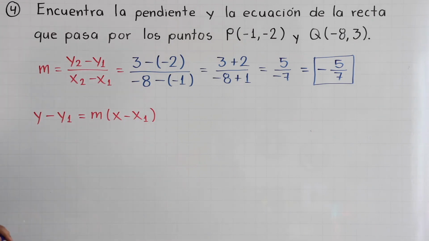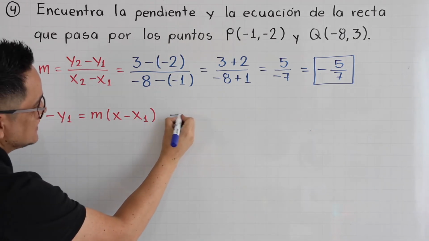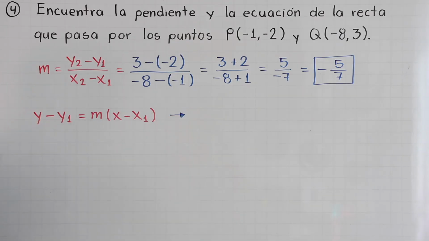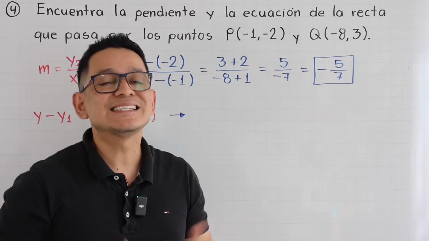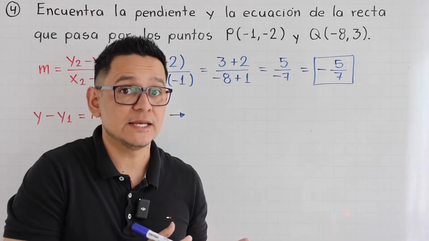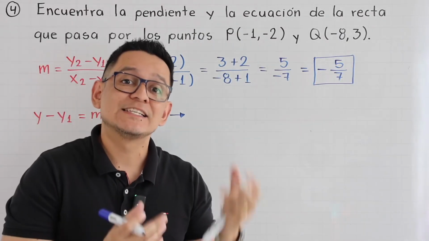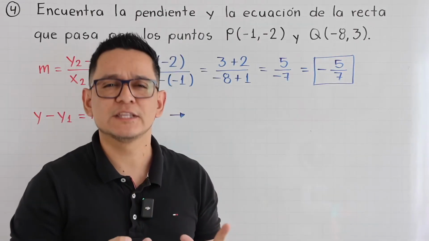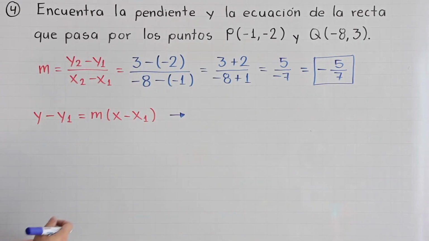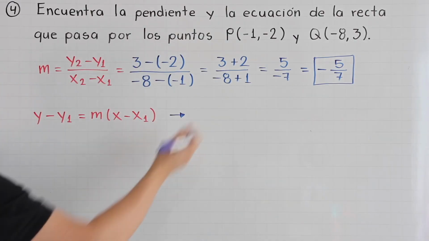So let's just substitute. Look, in this case, we can choose to use this point or to use this point. The truth is that it doesn't matter which one we use. In the end, both equations we get will be correct. And anyway, we're going to see that right now. All right, in this case, I'm going to take point P first.